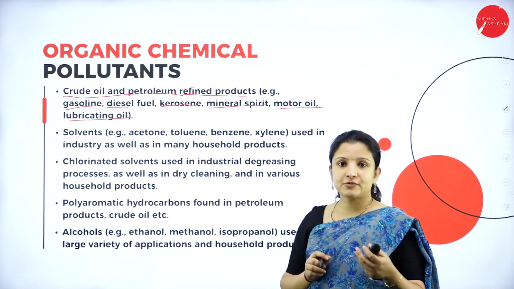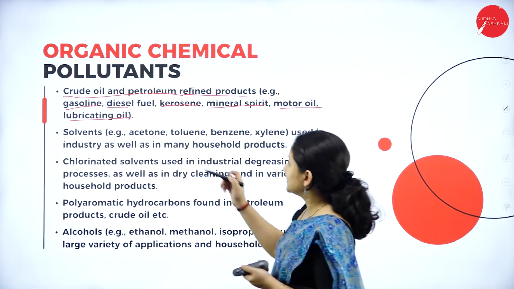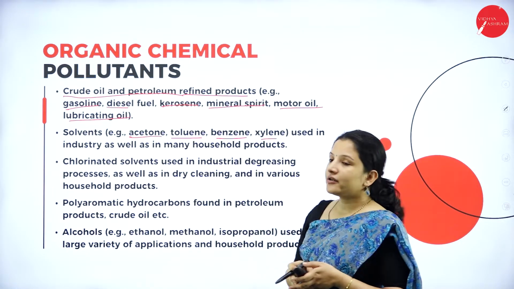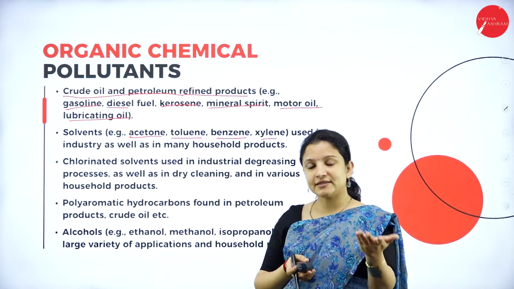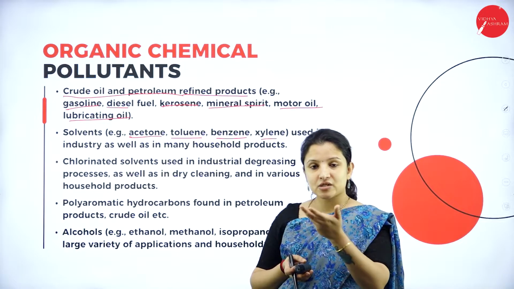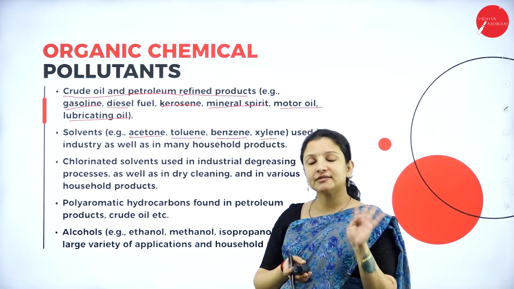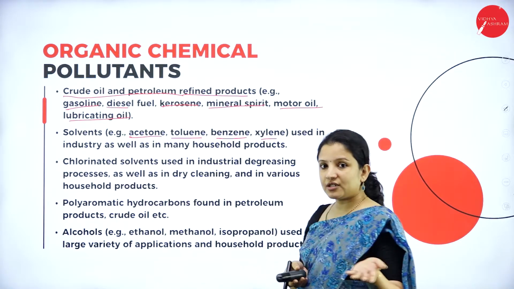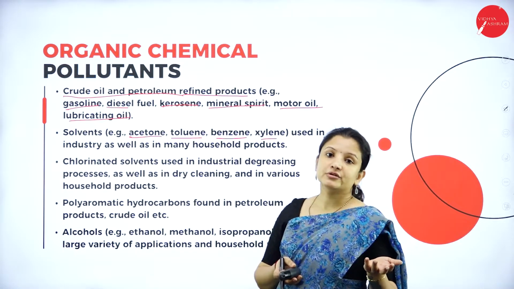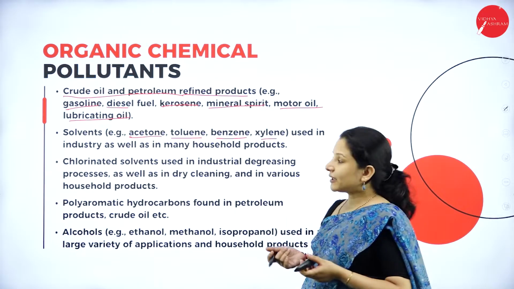Next, some solvents which are used in industries or for laboratory purposes, such as acetone, toluene, benzene, xylene, etc. They are used in many household products. Acetone, for example, is in nail polish removers. It is one of the major products in which acetone is used. And also to remove paint, acetone is usually used for both industries and household purposes. Even xylene is used on a larger scale in industries. So these solvents can also cause chemical pollution.